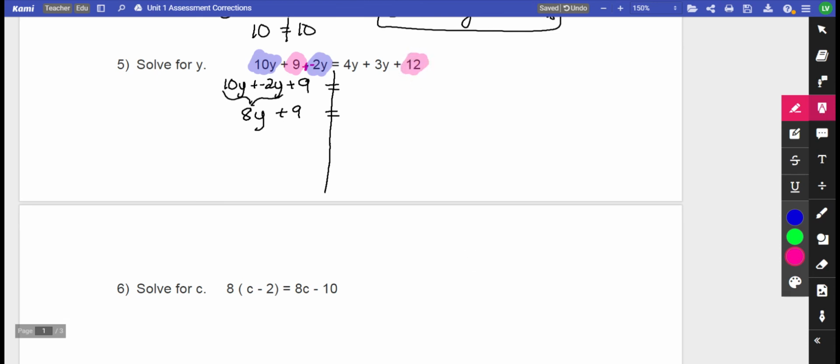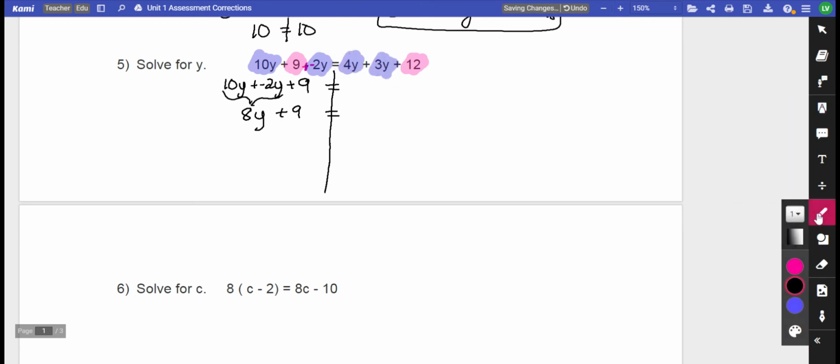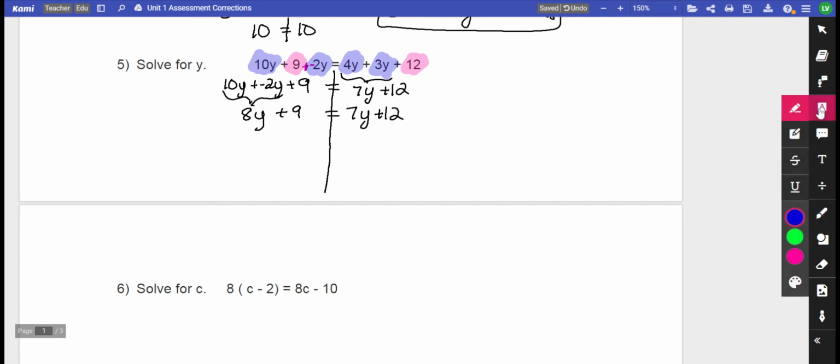I'm going to identify my like terms. I have the number 12. Well, that's the only constant. Then I have 4y and 3y. This time, I do not need to rewrite anything in any order because my like terms are already right next to each other. So 4y plus 3y is 7y plus 12. Well, because the right side is not matching up with the left side, I have to rewrite that again, 7y plus 12.